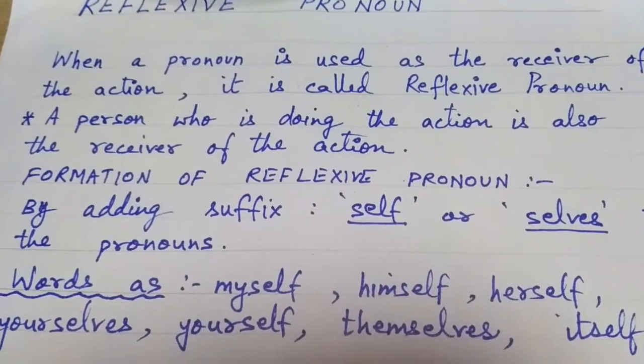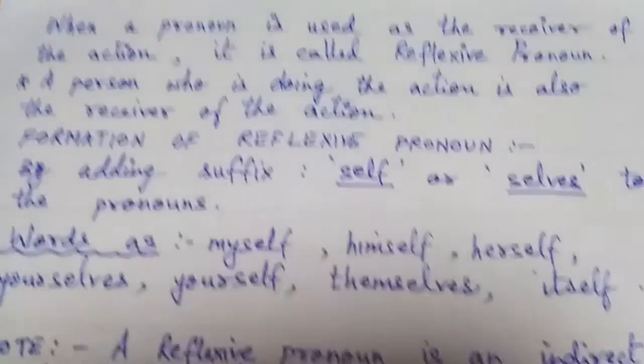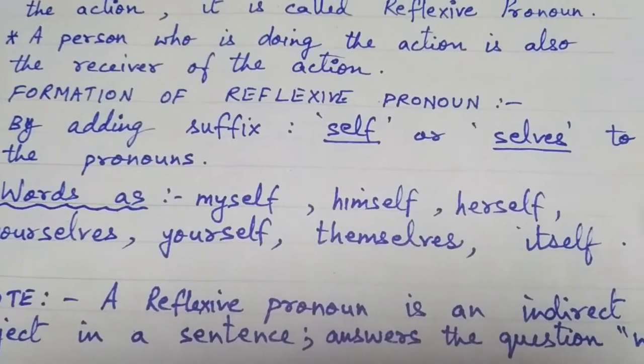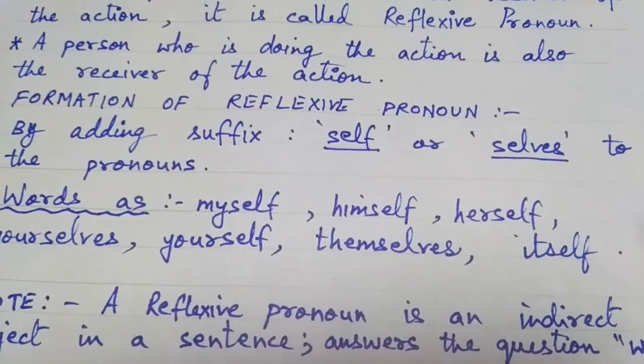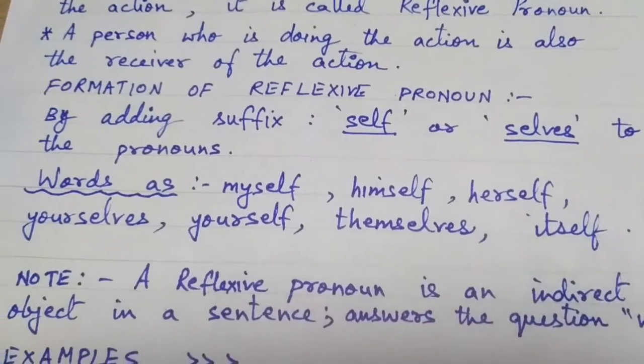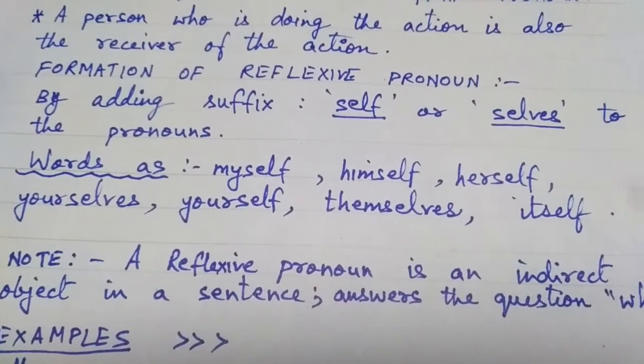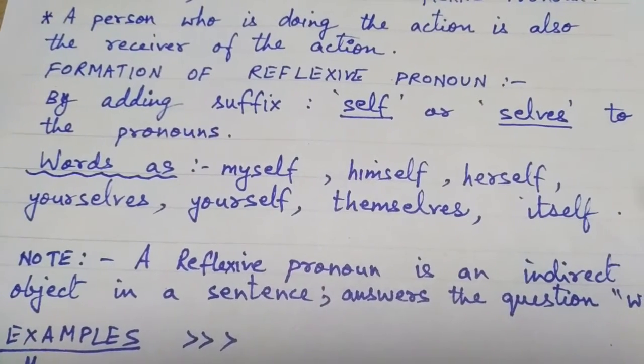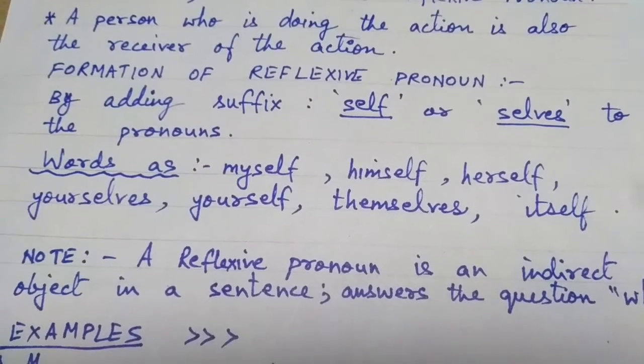Got it? Now, how will you form reflexive pronouns? We can form them by adding the suffix self or selves to the pronouns. So we have such words as myself, himself, herself, yourself, themselves, and itself.